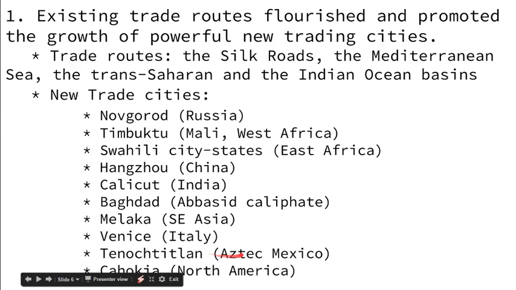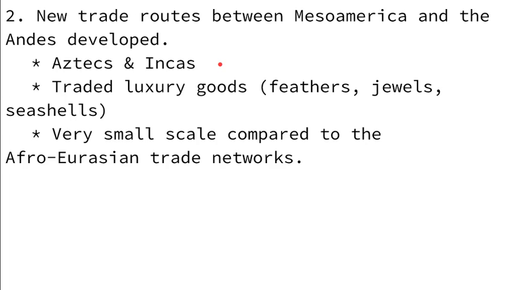When it comes to the American trade networks, we're going to see that the Aztecs and the Incas are going to trade. Aztecs are going to trade a lot more than the Incas will. And they're going to trade luxury goods. Compared to the Afro-Eurasian trade networks, the ones in the Americas are going to be very, very tiny, very small scale, very minimal amount. And again, they don't have the vehicles and they don't have the animals to transport more goods.